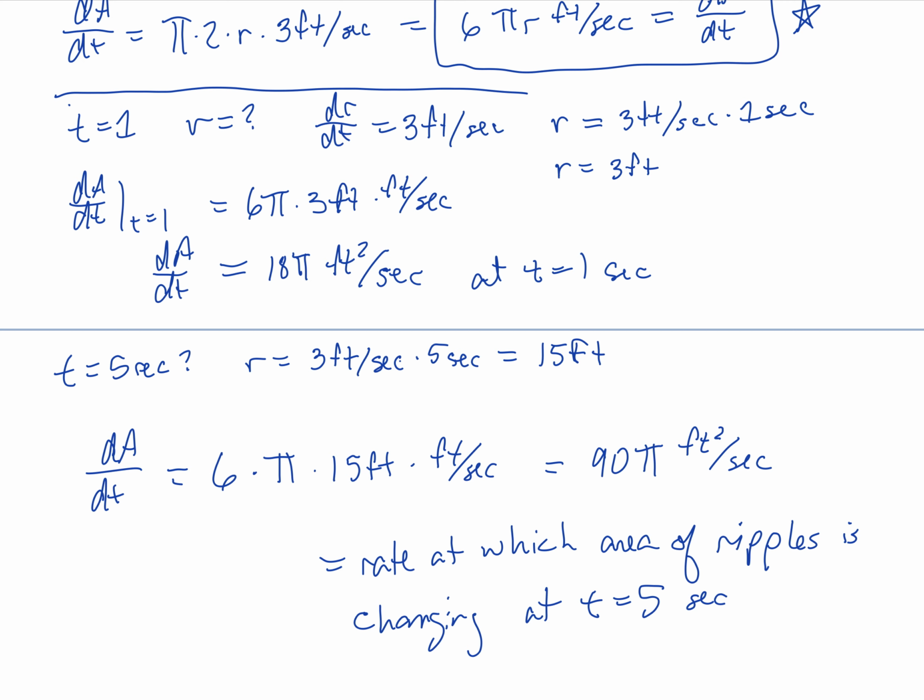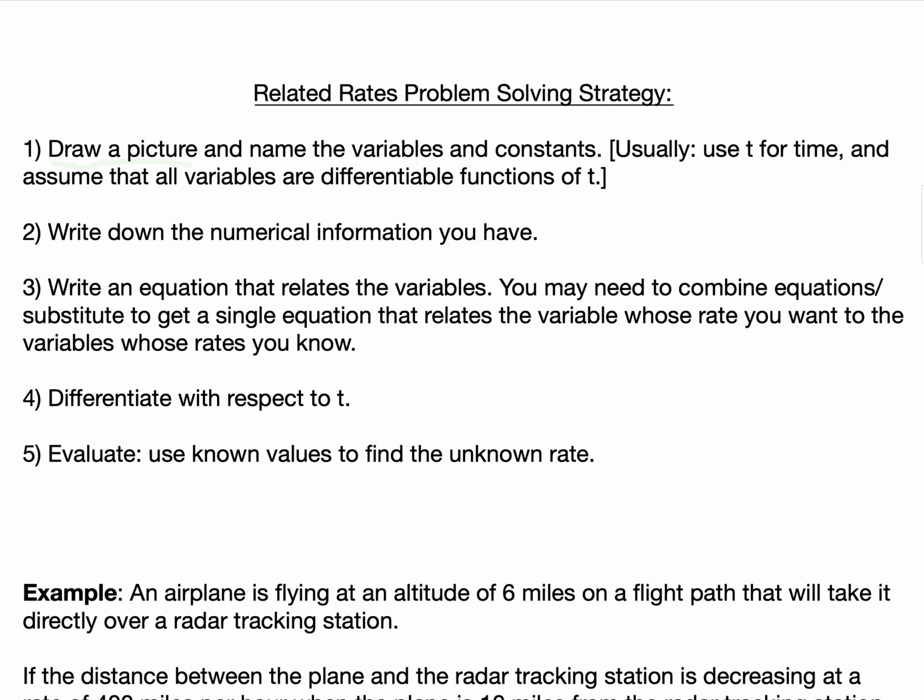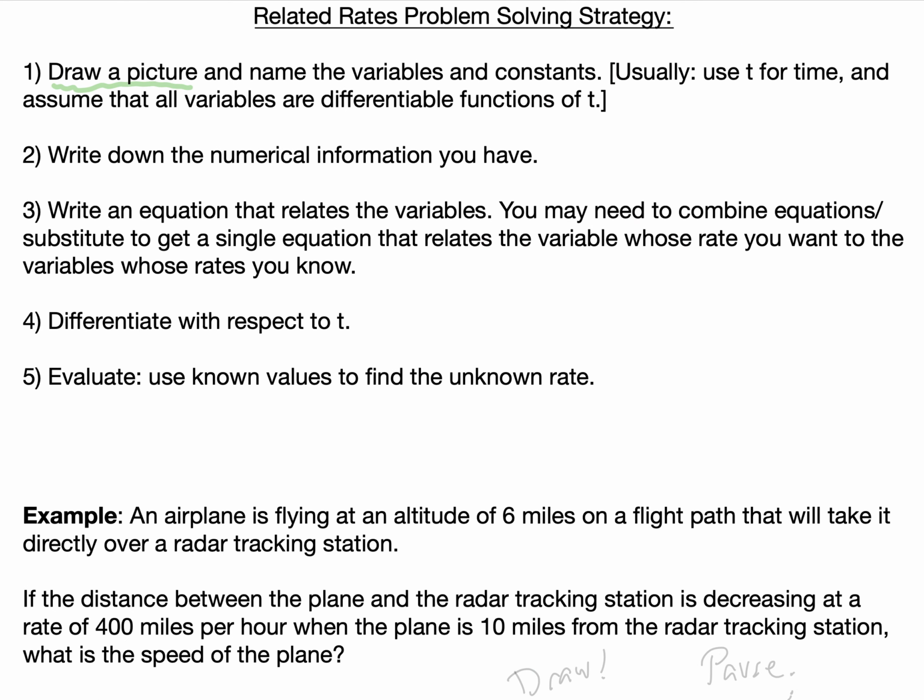Here's a problem-solving strategy for solving related rates problems. First, I really encourage you to draw a picture and name all the variables and constants. Like I said, usually the independent variable will be time, and we'll assume that all variables are differentiable functions of t. We'll then write down all the numerical information that we have. In the example above, we knew that dr/dt was equal to 3 feet per second. The rate of change of the radius was 3 feet per second.